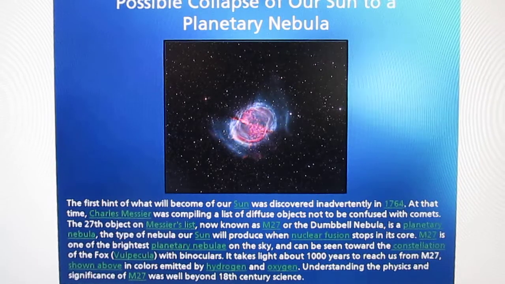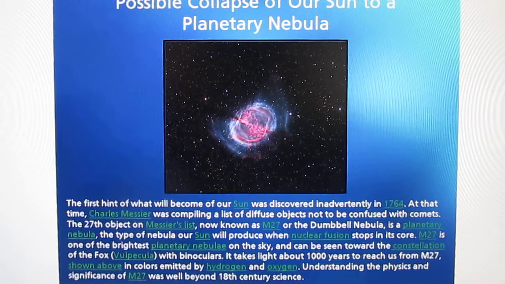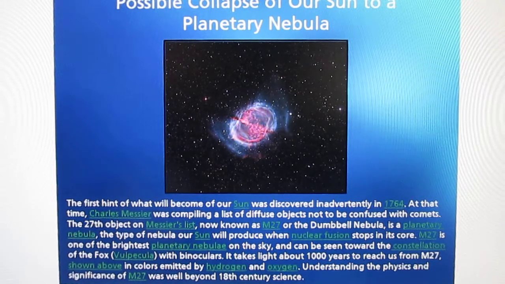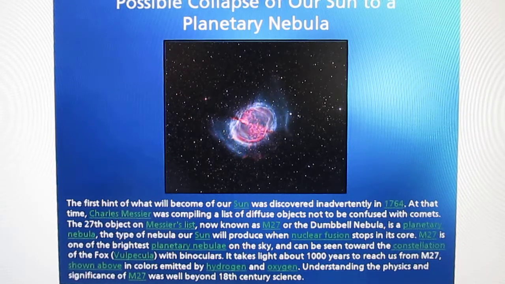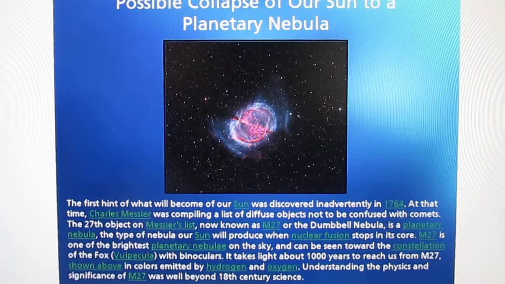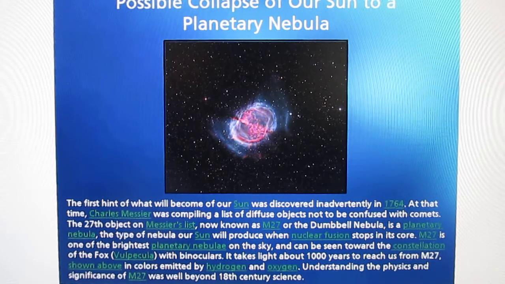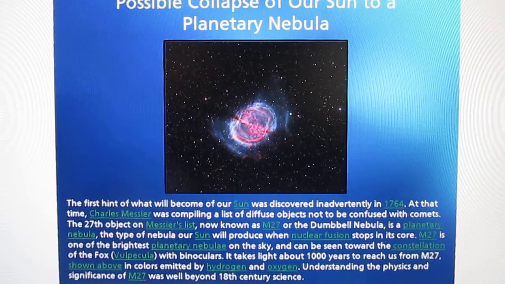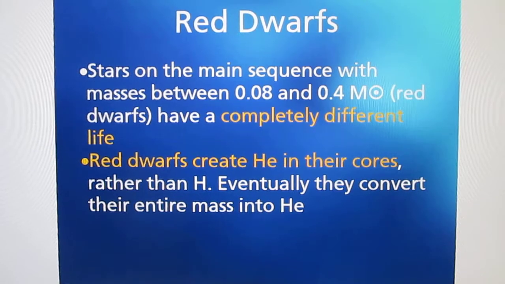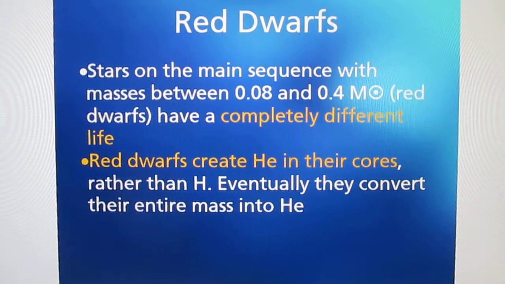There is another theory that says instead of collapsing to a white dwarf, the possibility is our Sun could collapse to what's called just a planetary nebula, which is just, again, a big bunch of free gas in space after the star has collapsed. Stars on the main sequence, with masses between 8/100ths and 4/10ths of the solar mass, have a completely different life.